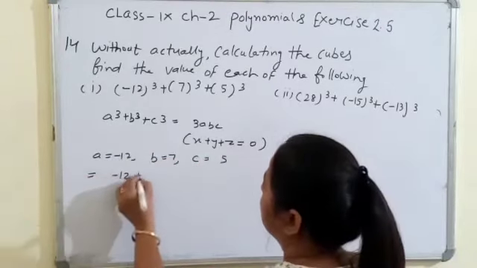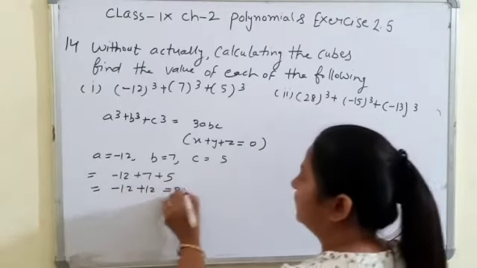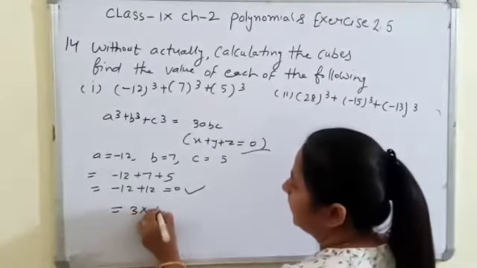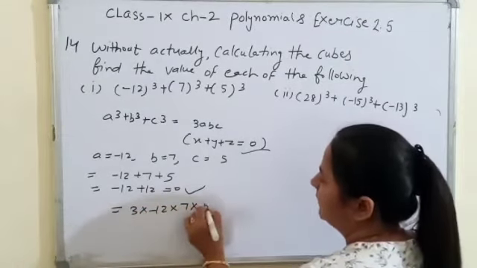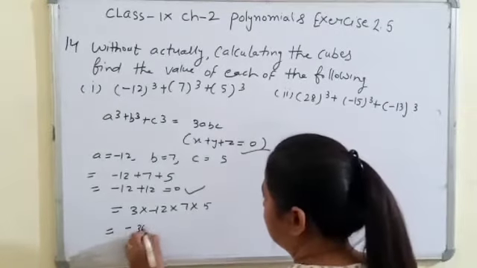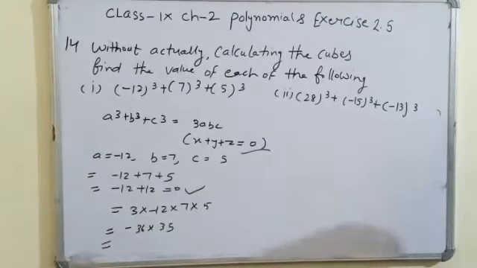So a plus b plus c: minus 12 plus 12 is 0. The condition is verified, so we can easily apply 3abc. So when we multiply it, what is the result? Minus 36, 35, multiply these two terms. The result is minus 1260.